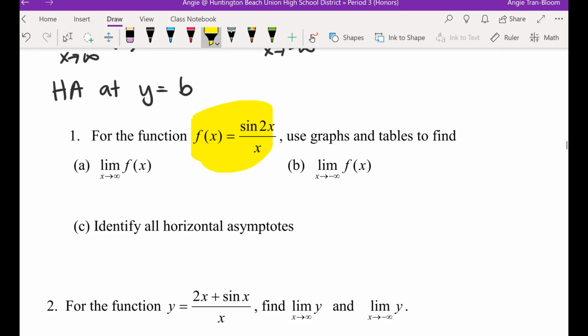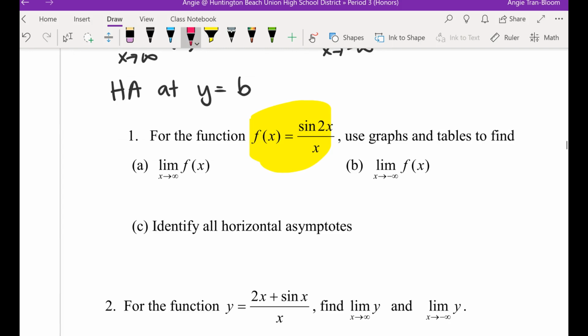Okay. Question number 1. I'm going to add on a little bit before I go to question number 1. What's that one special rule that I gave you in the previous video notes? Limit as x approaches 0 of sine of x over x. What's the answer? 1. Perfect.